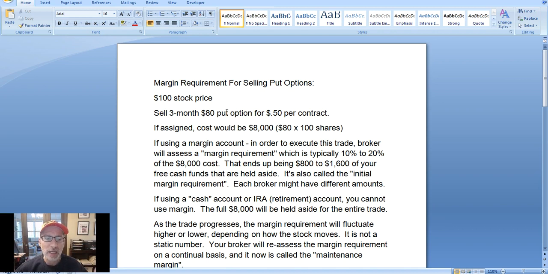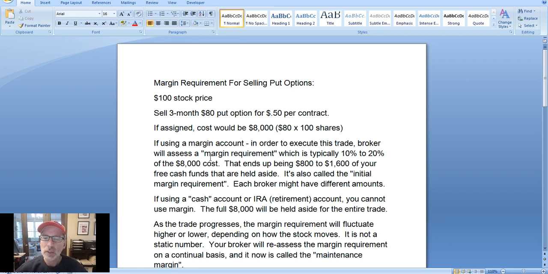And at that time, if I get assigned, which is what the process is called, I'll pay my $8,000 to buy 100 shares. Just remember, every option contract consists of 100 shares of stock, so you have to know how much you're playing with. You're on the hook to buy 100 shares at $80 per share, so that would be an $8,000 outlay of cash if you were assigned at expiration. But here's the thing, this is how the margin requirement works. If you were trading these options in a margin account, your broker is not going to tell you that you have to put up the $8,000 up front.